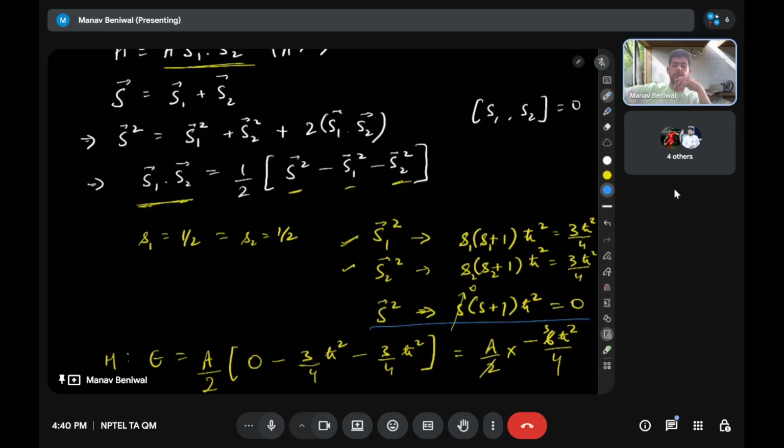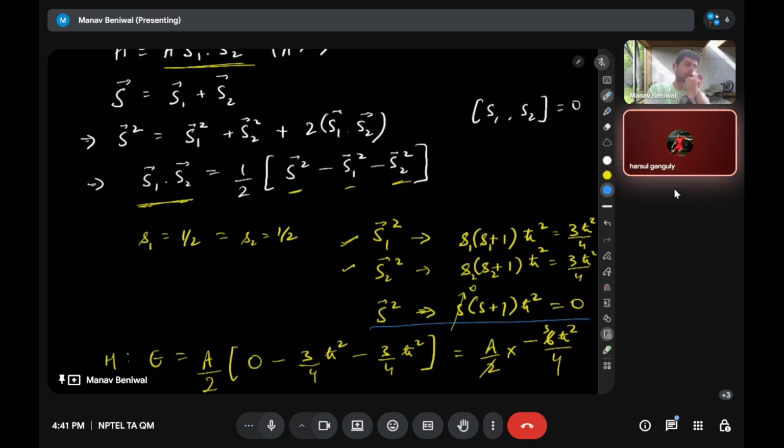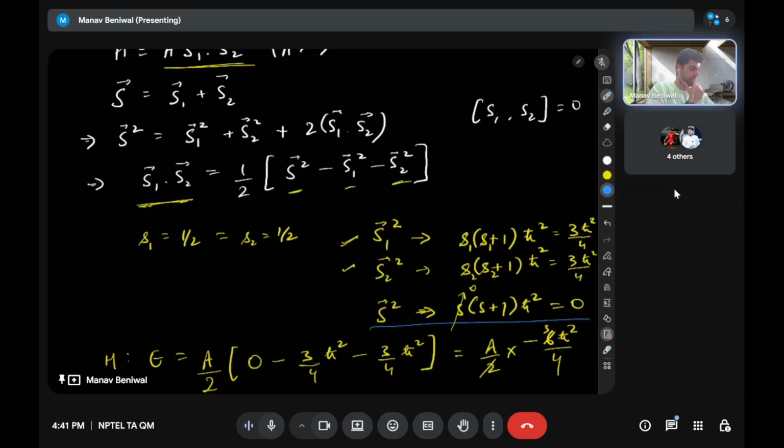So I think this angular momentum operator is not yet taught in the class, is it? No? Which is yet to be covered. I think no, sir. Okay. I don't know why they assigned me this problem then. So basically, nothing to worry about.